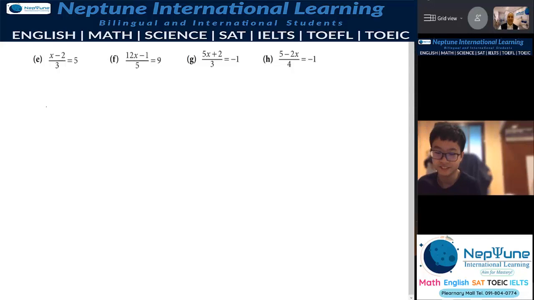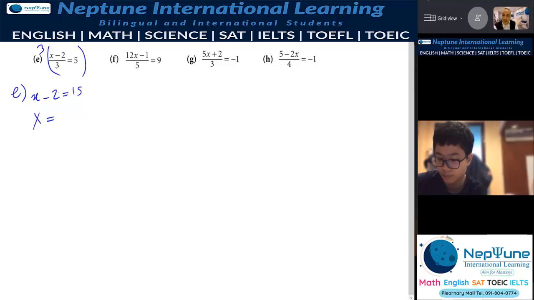Okay, let's do this one. So here what we have, it's a fraction. What do you think we should do first? Times 3. Yeah, we multiply by 3, so get rid of 3. So that's x minus 2 equals 15. Then it's piece of cake. Then add 2 to both sides to get rid of negative 2, so that's 17. Then that's it.